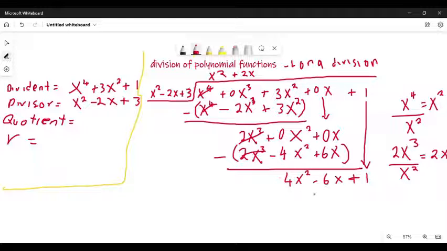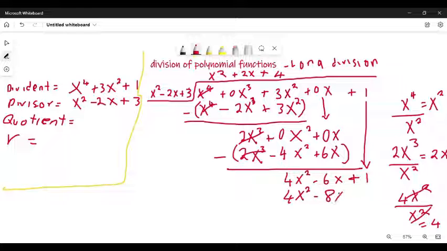Again, you get the first term of your dividend, which is now 4x squared. You divide it by the first term of your divisor, which is just x squared. So this and this will cancel. This will give you the quotient to be 4. Then you write there positive 4. Then you multiply this by all the terms of the divisor. So 4 by x squared is 4x squared. Then 4 by negative 2x is negative 8x. Then 4 by positive 3 is positive 12.